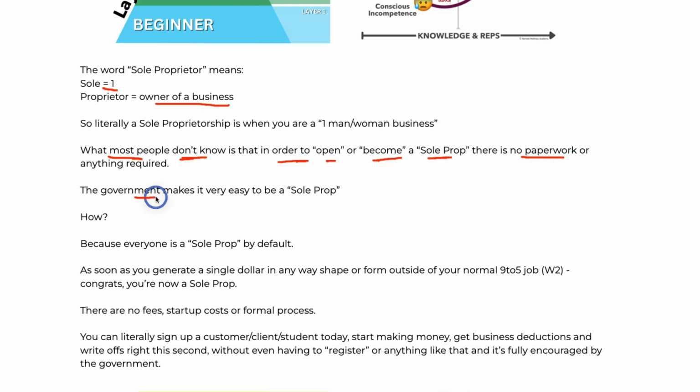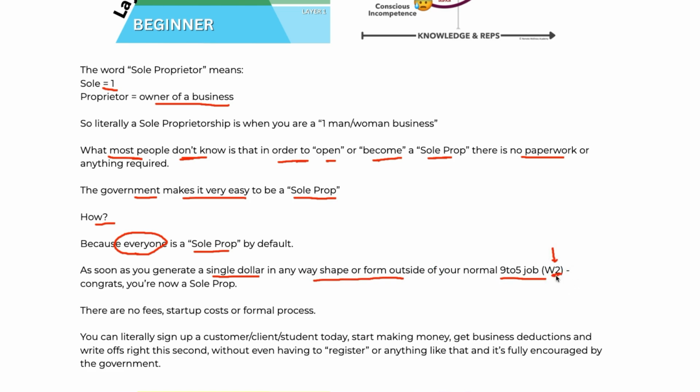In fact, the government makes it very easy to be a sole prop, by making it so that everyone, if you're over the age of 18, which is really the only requirement, is by default already a sole prop. As soon as you generate a single dollar in any way, shape, or form outside of your normal 9 to 5 job, which is your W-2 tax return.